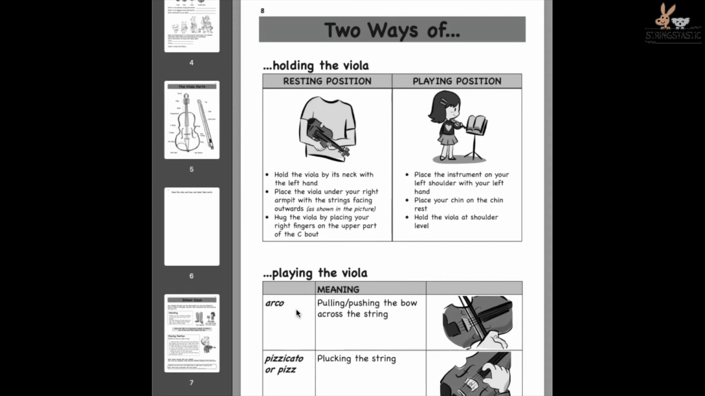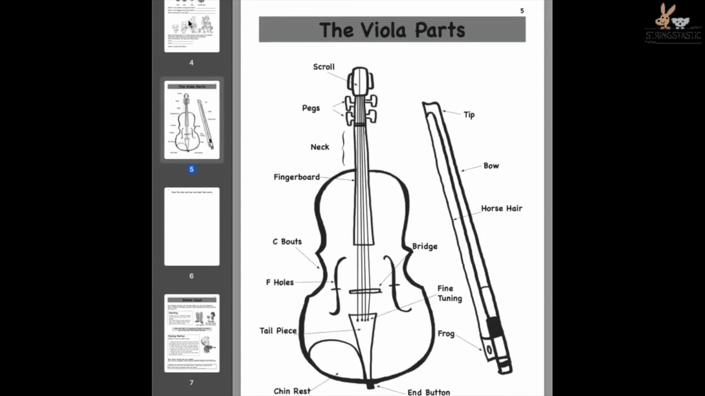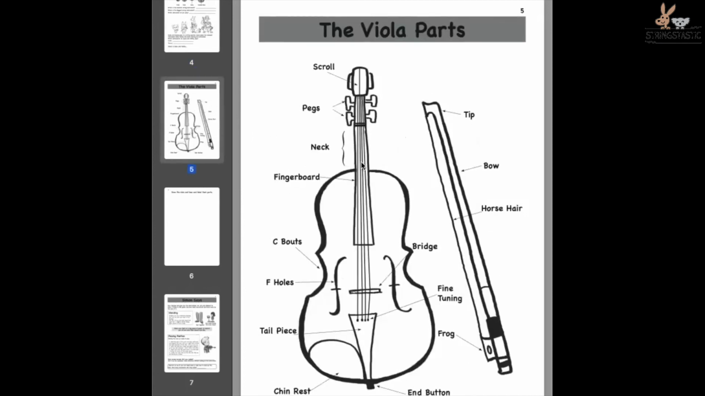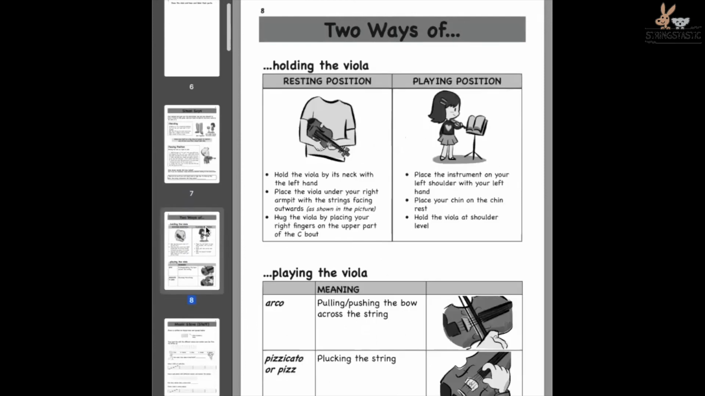Arco and pizzicato. So immediately on the first lesson, they know what arco and pizzicato is. Immediately they know the difference of the instruments, and immediately they should know the names of the parts of the instrument itself. And that is usually what I would do on the first lesson, besides playing the open string and them getting to understand the open string itself.